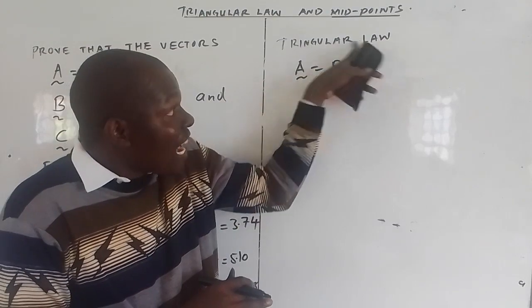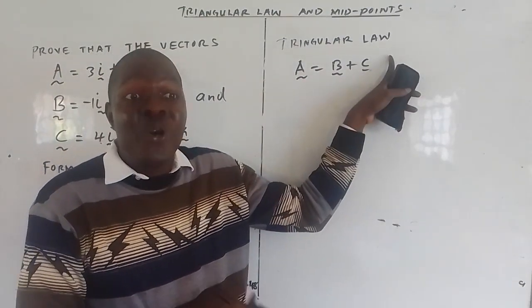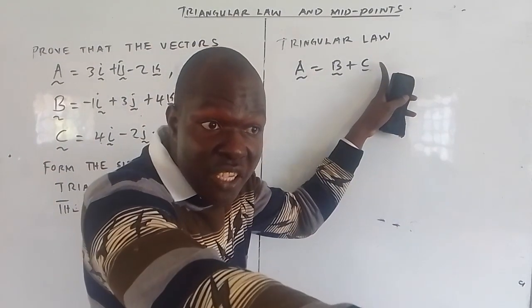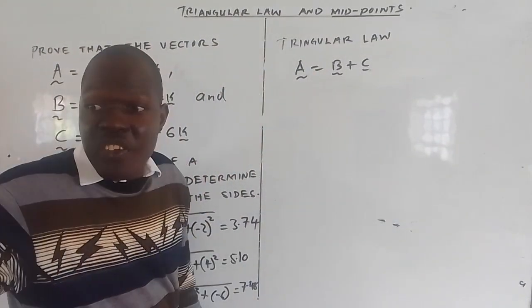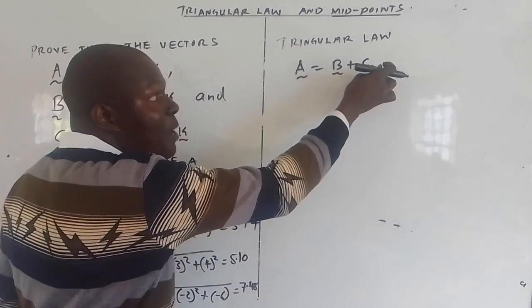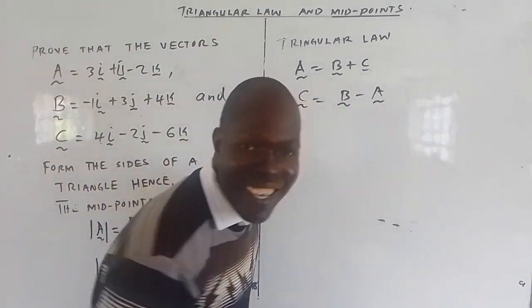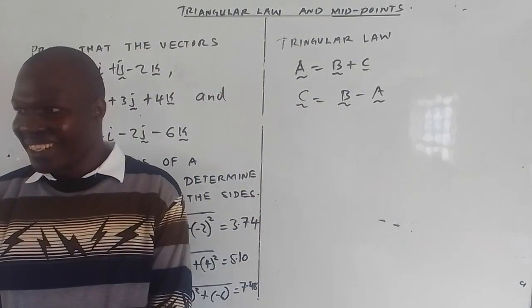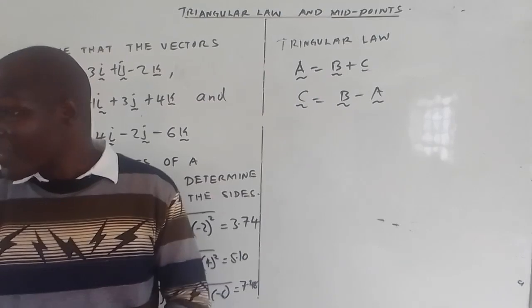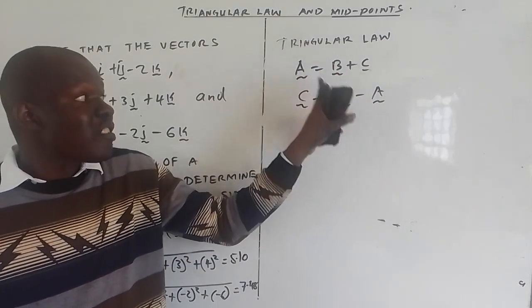But this is what we have from the triangular law. So if this is what we have from the triangular law, we make it have a subtraction sign, isn't it? To make it have a subtraction sign, you can make B or C the subject of the formula. If you make C the subject of the formula here, it becomes vector B minus A. Are you seeing we have the subtraction sign?